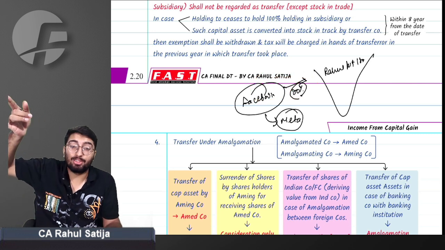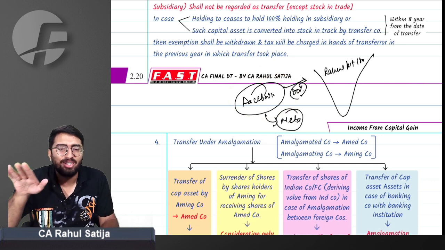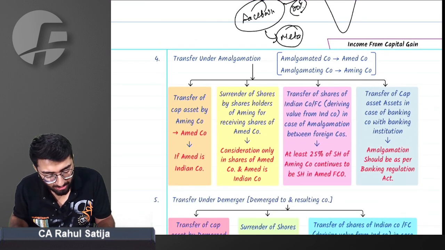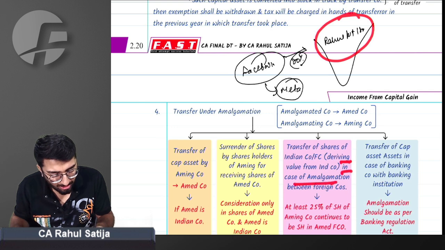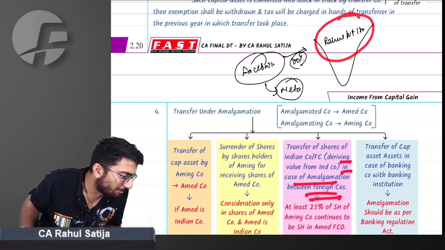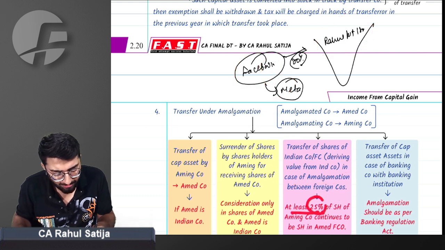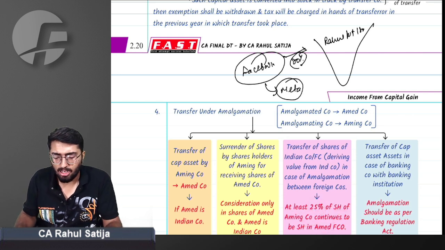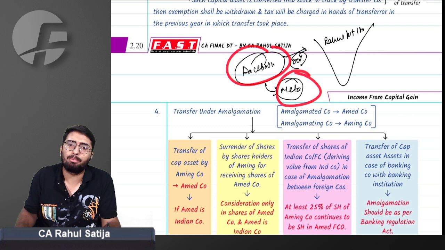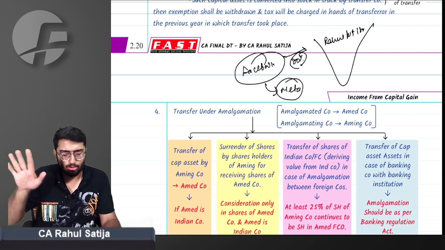Sir, this is transfer of shares between two foreign companies. Provision says in this regard, it will be treated as exempt transfer. Read after me. Transfer of shares of an Indian company in case of amalgamation between foreign companies will be exempt transfer, provided that at least 25% of the shareholders of the amalgamating company shall continue to be shareholders of the amalgamated company. At least 25% of the shareholders of Facebook shall remain shareholders of the amalgamated company. This has to be taken care of.